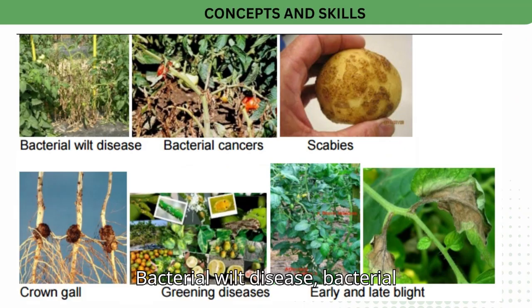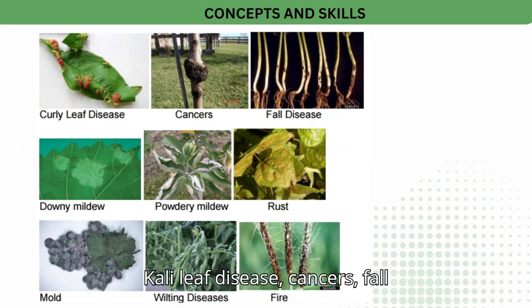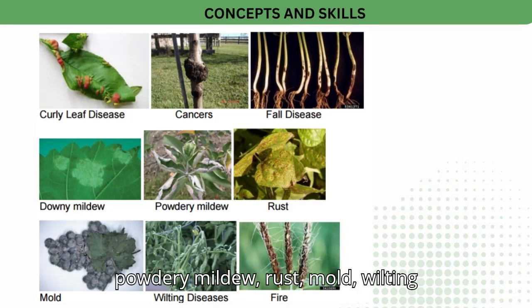Bacterial wilt disease, bacterial cancers, scabies. Crown gall, greening diseases, early and late blight. Curly leaf disease, cancers, fall disease. Downy mildew, powdery mildew, rust, mold, wilting diseases, fire blight.